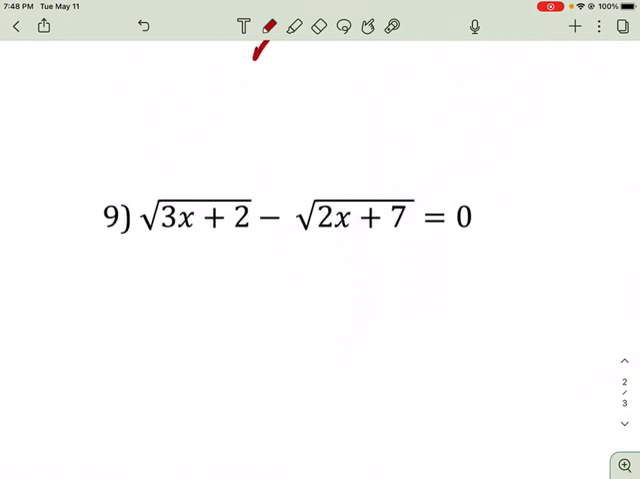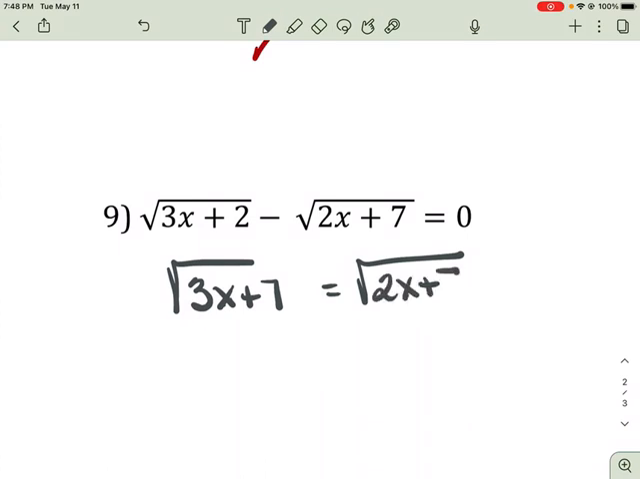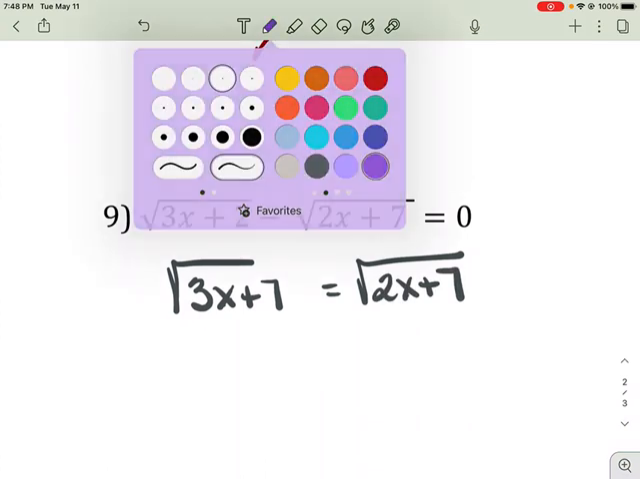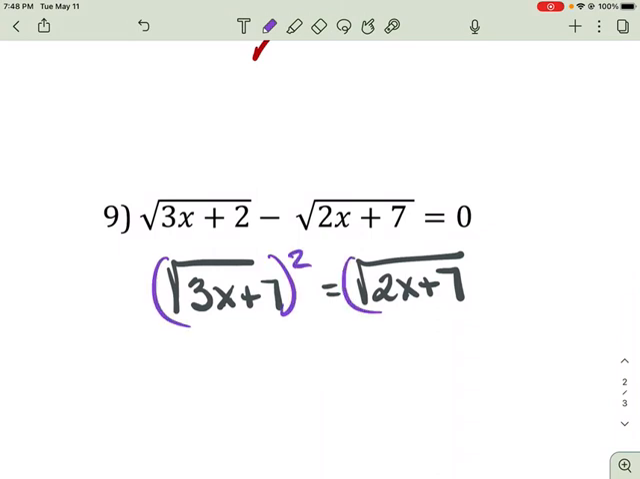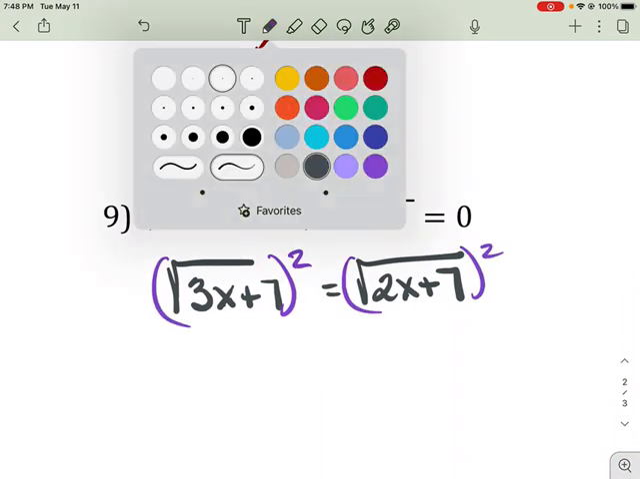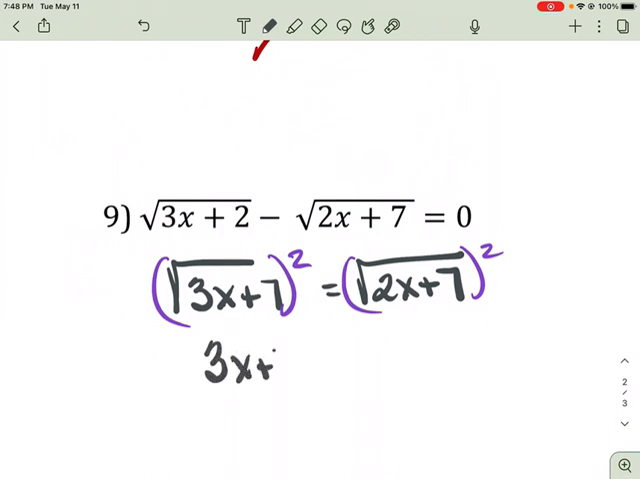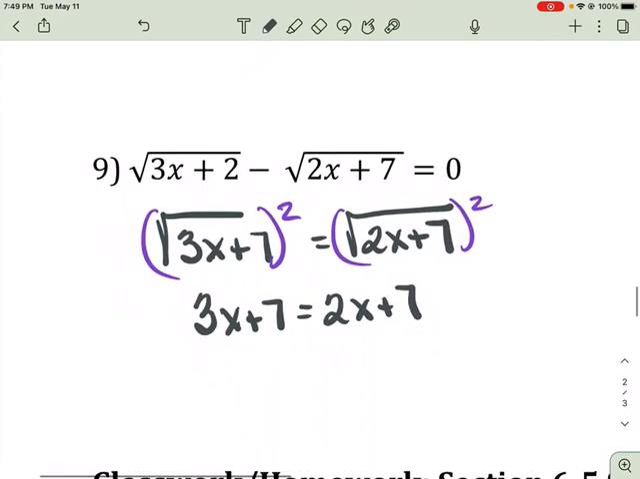Okay, so we have to isolate the radical, but we have two of them. So we're going to put one on one side and one on the other. So we're going to need to add the square root of 2x plus 7 to the other side. We're going to square both sides, so now we basically do what we just did in the previous problem. Okay, so we get 3x plus 7 equals 2x plus 7. So we get x equals 0.